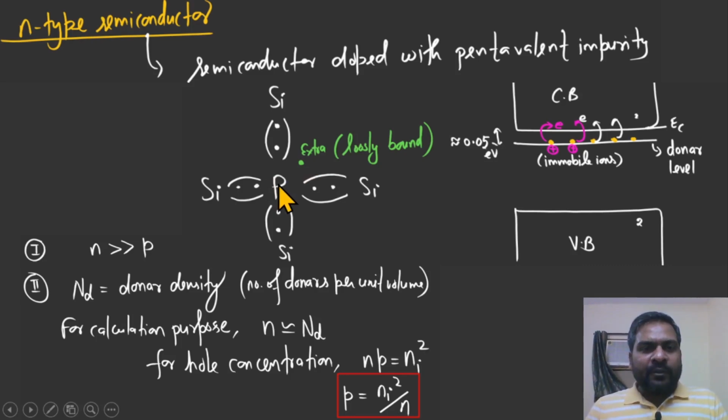In the case of phosphorus doped in silicon, it replaces a silicon atom, and 4 electrons of phosphorus make covalent bonds with the surrounding silicon, and 1 extra electron is loosely bound with the P. It has a little bit higher energy, so it will lie below the conduction band. Due to being loosely bound, it has higher energy with respect to other bonded electrons, so it will lie just below the conduction band minima, and this gap is very small, around 0.05 electron volt, so it can be easily ionized.